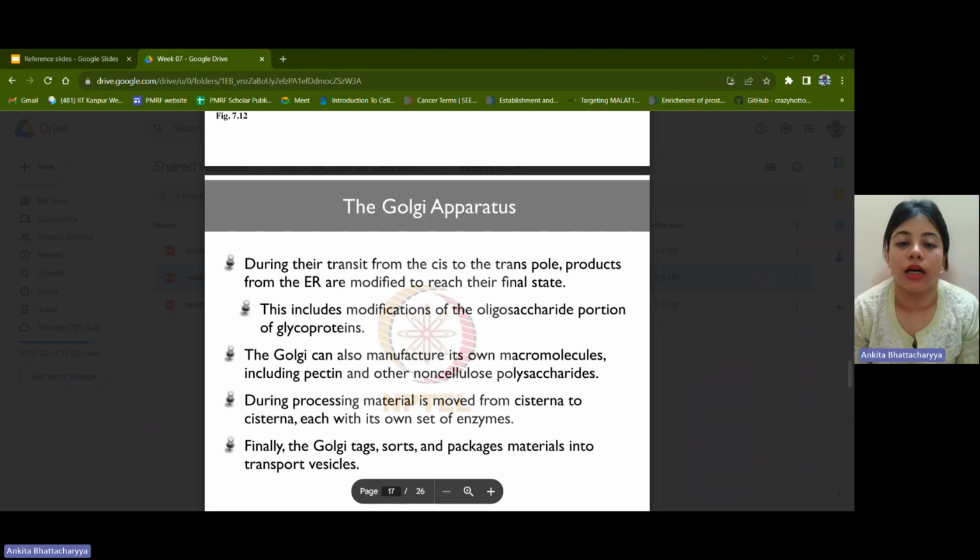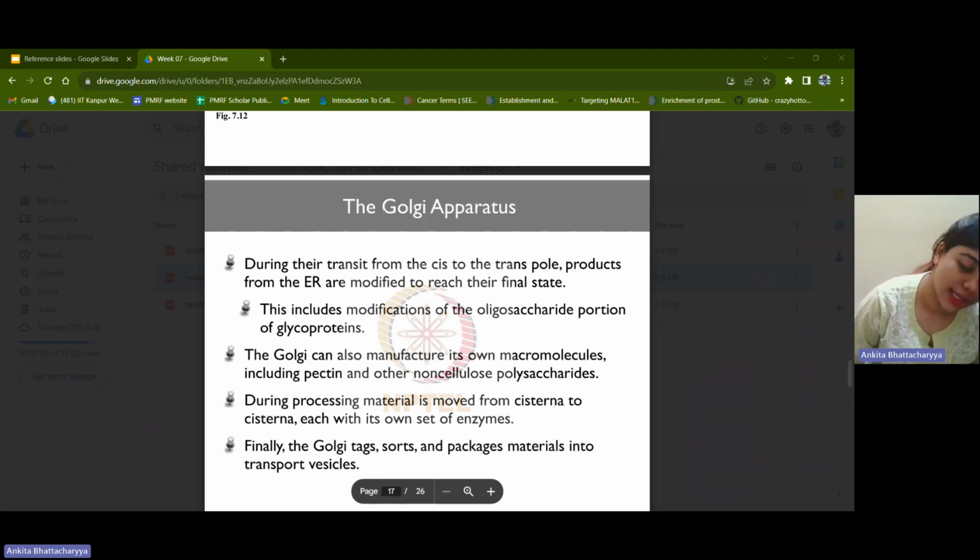So the Golgi can also manufacture its own macromolecules, which includes pectin and other non-cellulose polysaccharides. During processing, material moves from cisterna to cisterna, each with its own set of enzymes. So the cis, medial, and trans Golgi are not segregated just based on how they're arranged or whether they're facing the nucleus or the plasma membrane. Not in that sense only, but also because of the type of job that they carry out. Each has a different composition, each has its own job, and therefore each of them has its own set of enzymes.